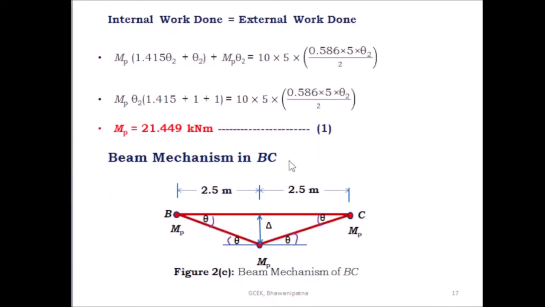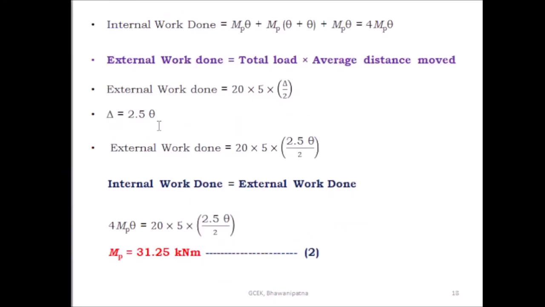And here we know the relation between delta and theta. So delta is equal to 2.5 into theta. Then put the value of delta here. Then the external work done is equal to 20 into 5 into 2.5 theta by 2.